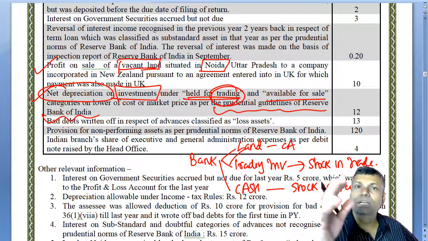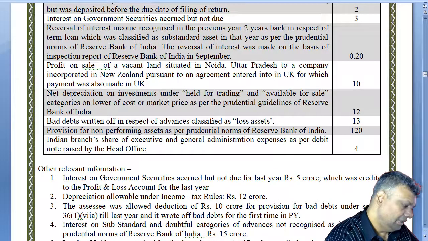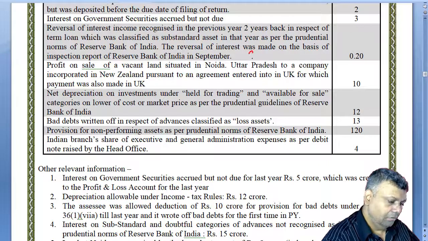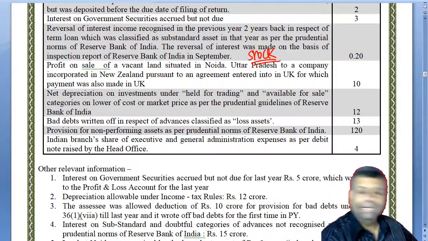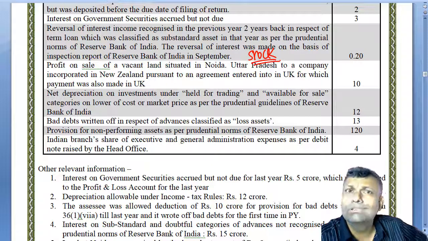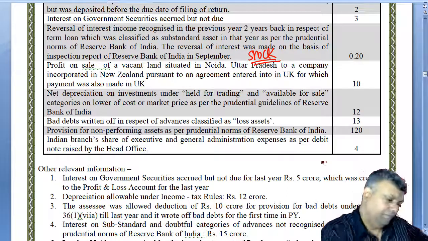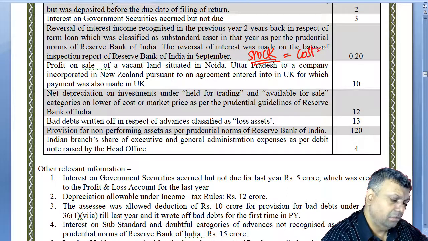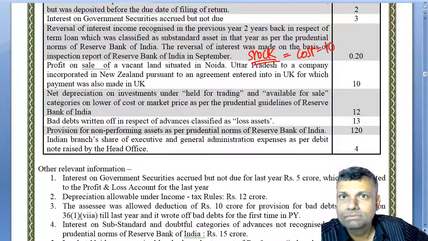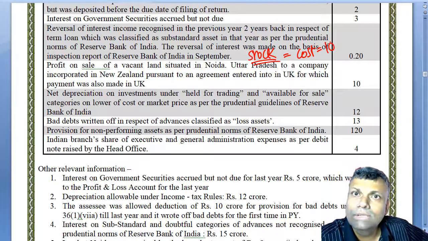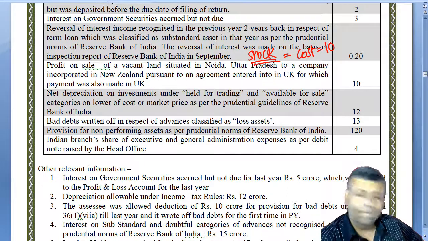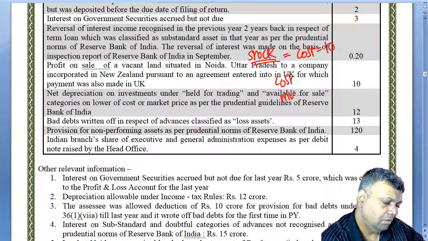See, for example, put it differently. Forget about this point. Let me erase this. Just understand this particular concept. Forget about this question also. Let's talk about a manufacturing company. A manufacturing company has, for example, got a stock in trade. The cost of manufacturing is, say, 10. Now, what is our stock valuation method? Cost or market value, whichever is lower. So this is going to be your closing stock.